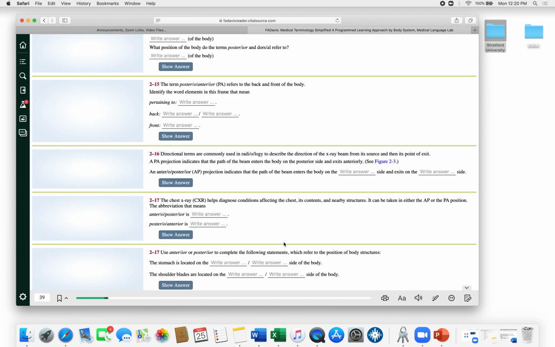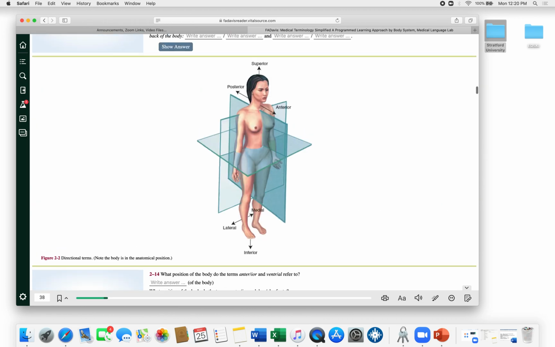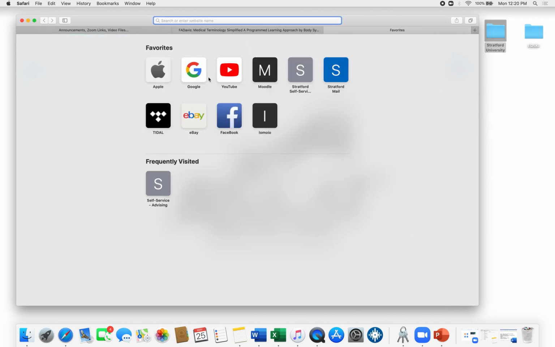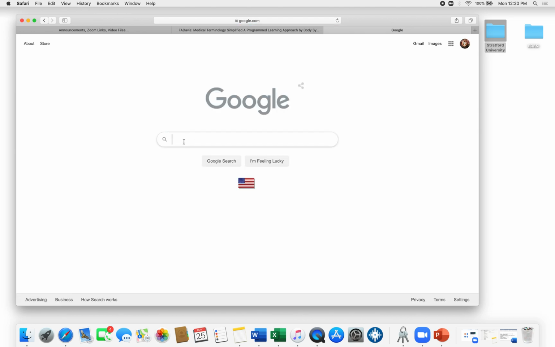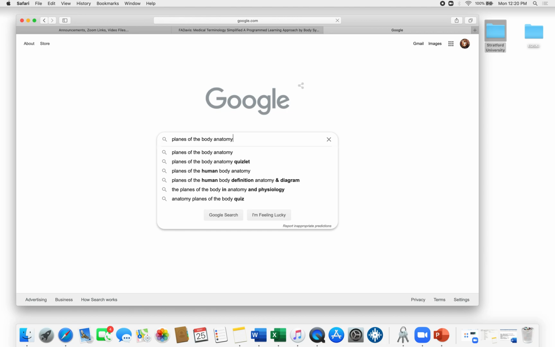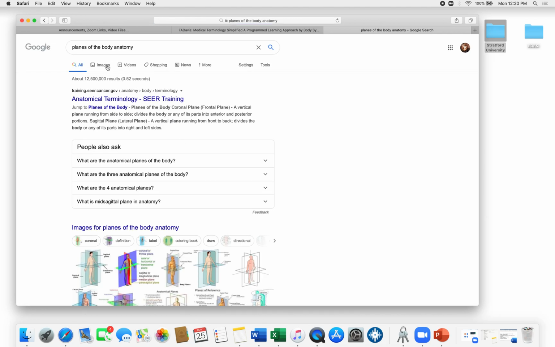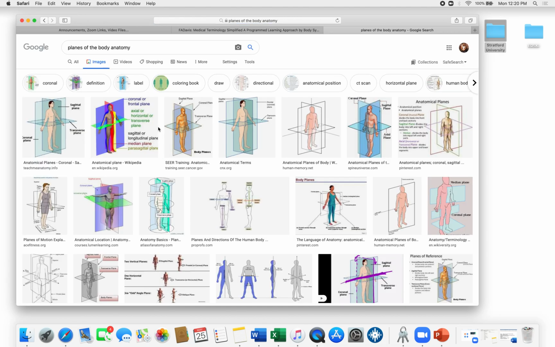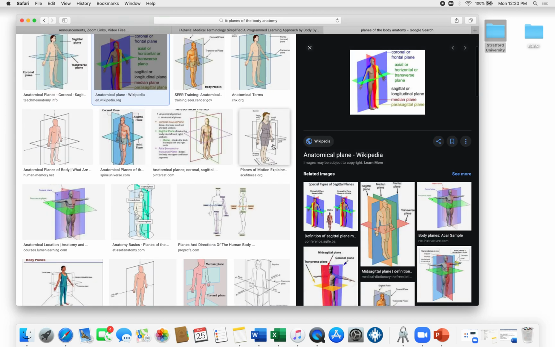Okay. Now let's go back to, I skipped it. Let's go back to this. And here's a nice picture we can find online. And planes of the body. Let's have a nice picture. Here's a nice colorful one.